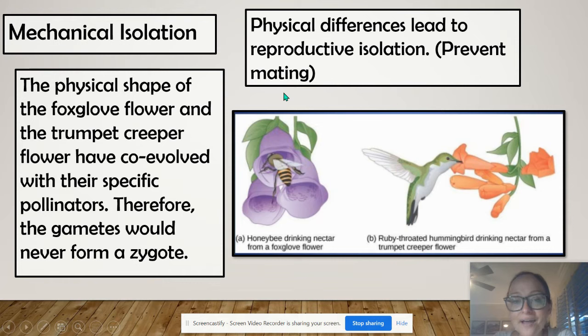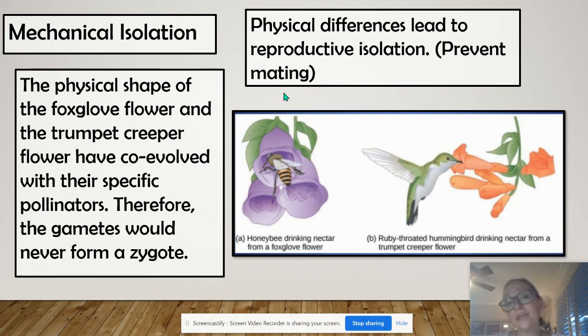And in mechanical isolation, it's basically based on the idea that physical differences will prevent two species from mating. So that could be in the animal kingdom, like a giraffe and a pig or something. Obviously mechanically, physically, they can't mate. So they'd be two separate species. But if you look at flowers, for example, you can see the foxglove and the trumpet creeper flower here.